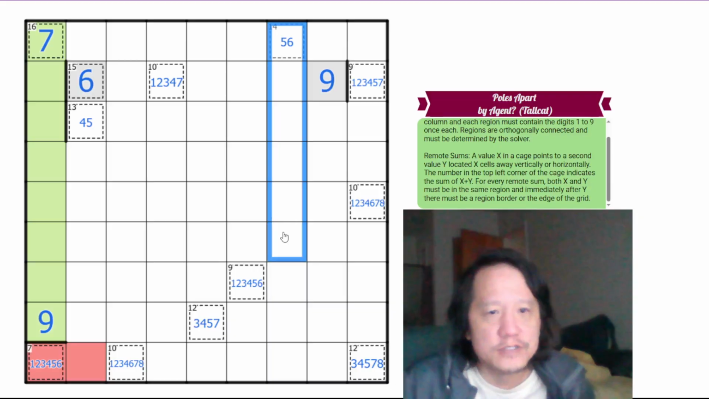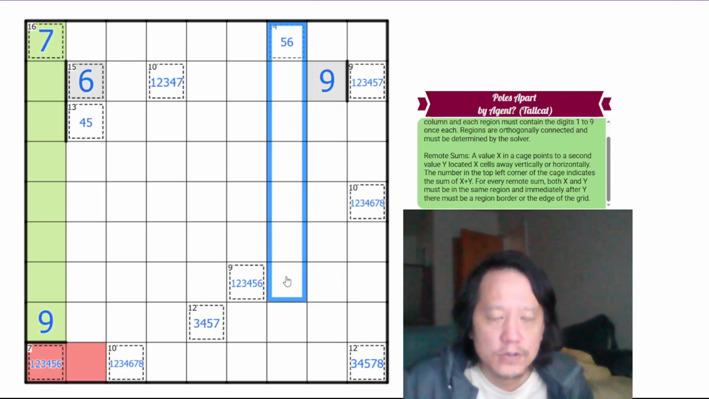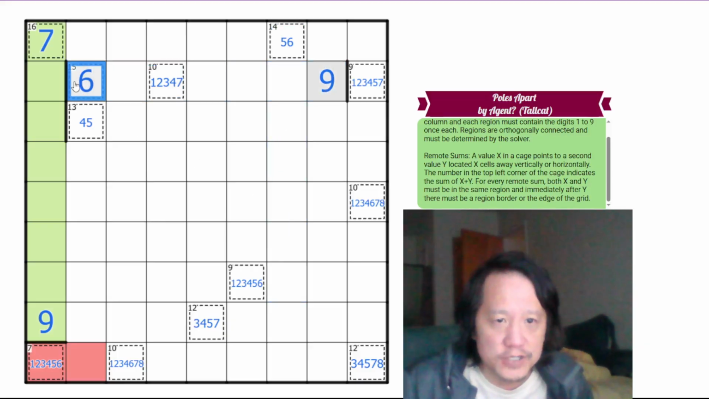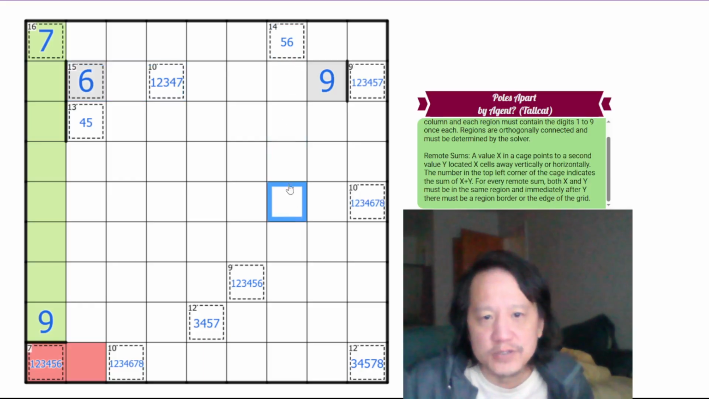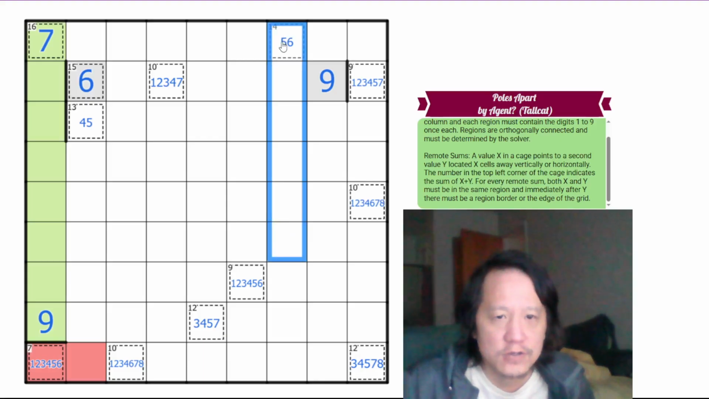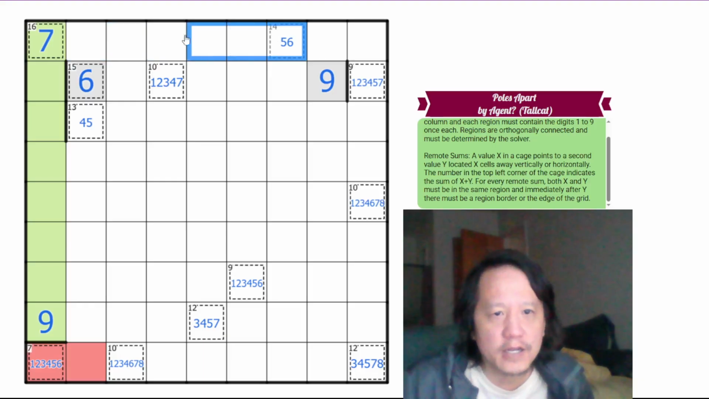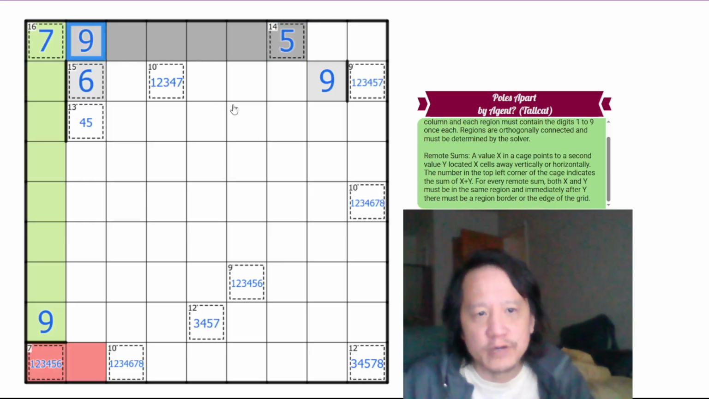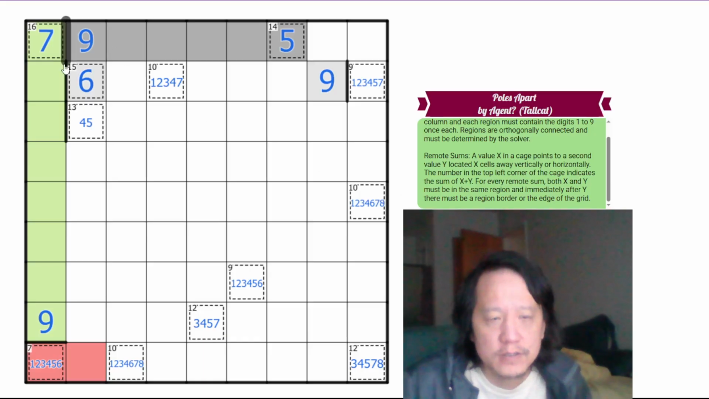If you try to go down, even if it's just 5, this cannot be in the same region as this because these can't be in the same region because you have to have at least 6 digits here. So this has to go this way. It cannot be 6 and 7. So it must be 5 and 9, and it has to go this way. So this is medium. So this has to be 5. It has to be 9 away there, and there must be a boundary.